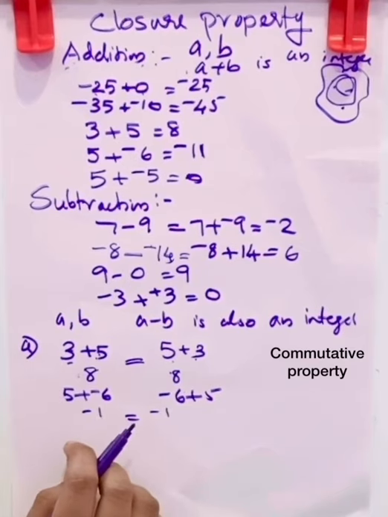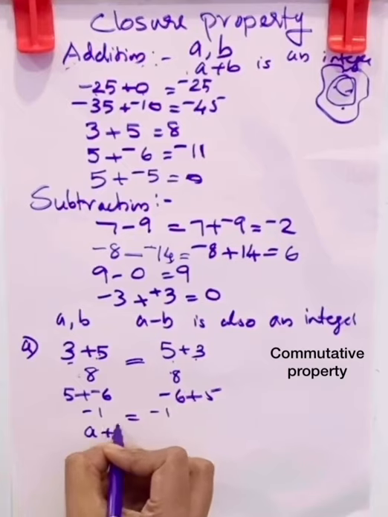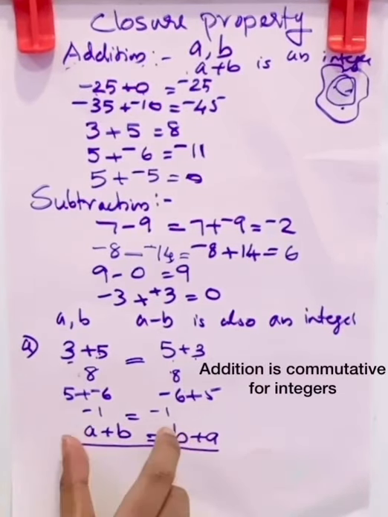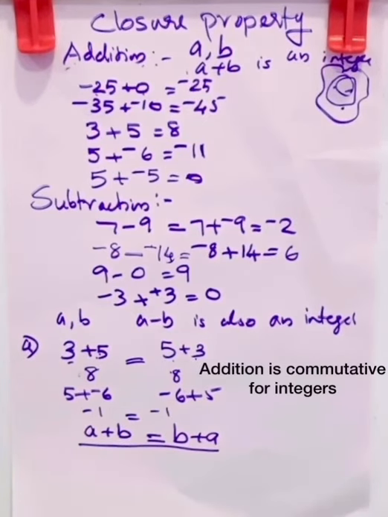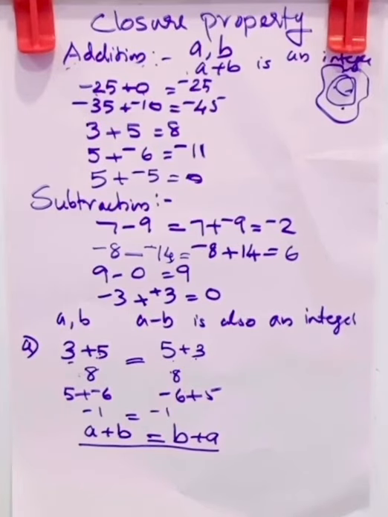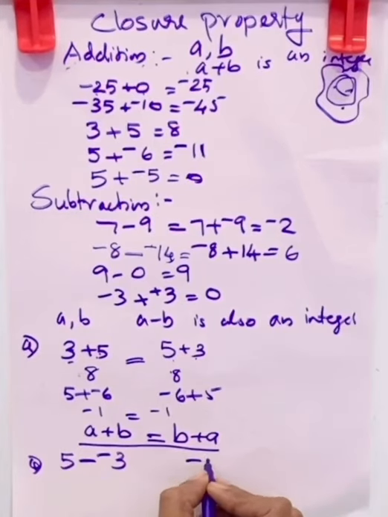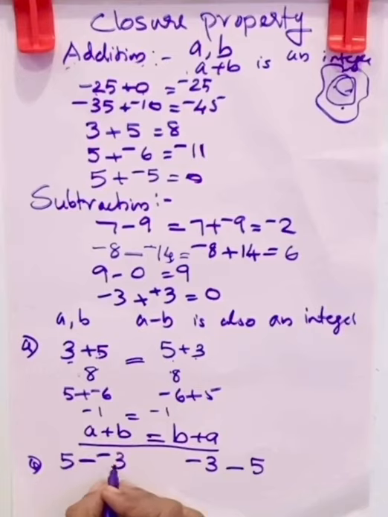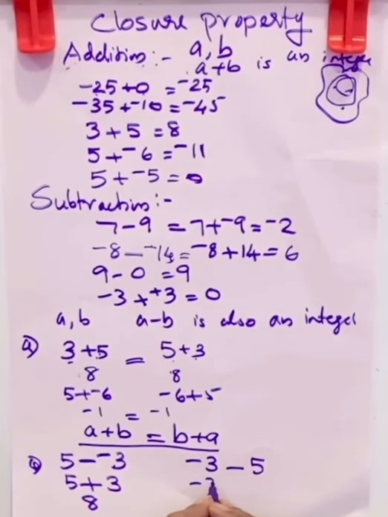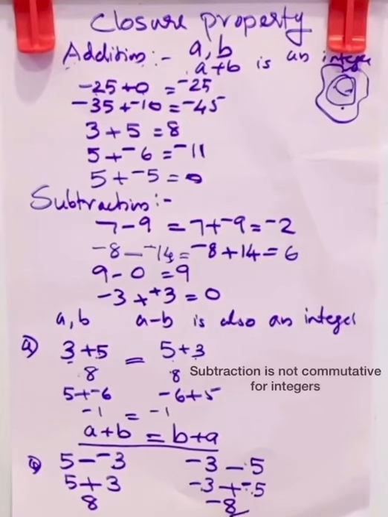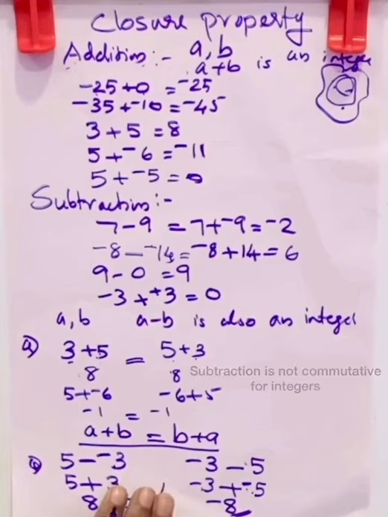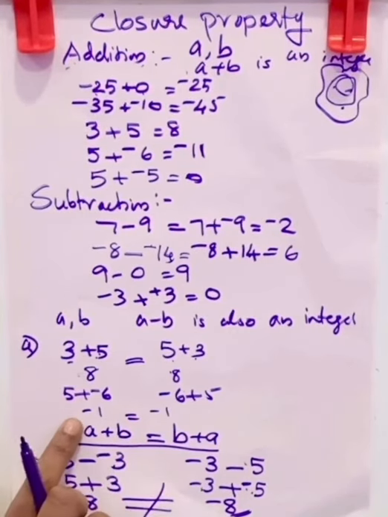So how will you say in general? We can say if a and b are two integers, then a plus b is equal to b plus a. This is the commutative property. Let us check this in subtraction. 5 minus negative 3 is 5 plus the additive inverse 3, that is 8. Negative 3 minus 5 is negative 3 plus negative 5, so negative 8. Are they equal? No, they are not equal. So we conclude that subtraction is not commutative for integers, but addition is commutative for integers.